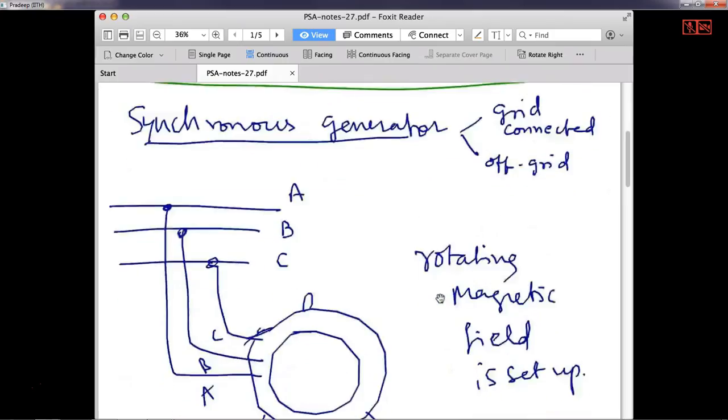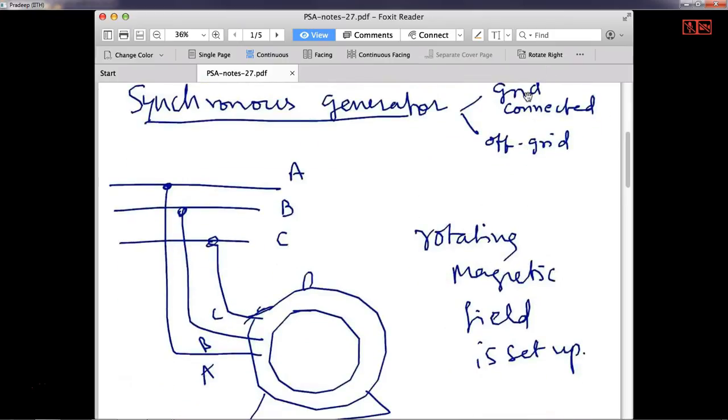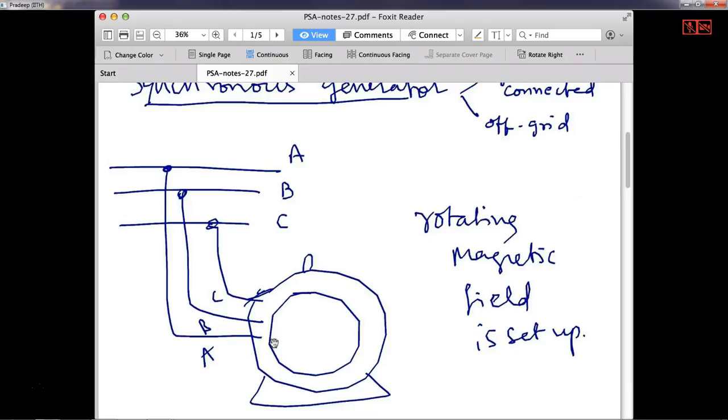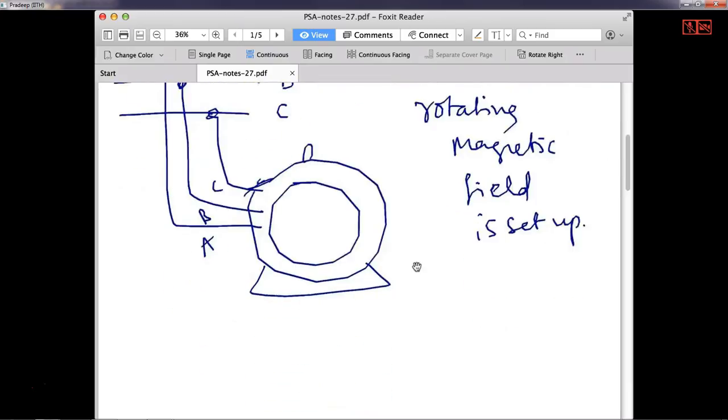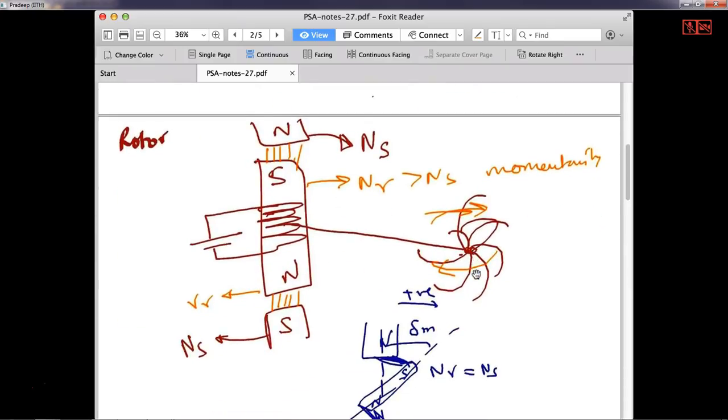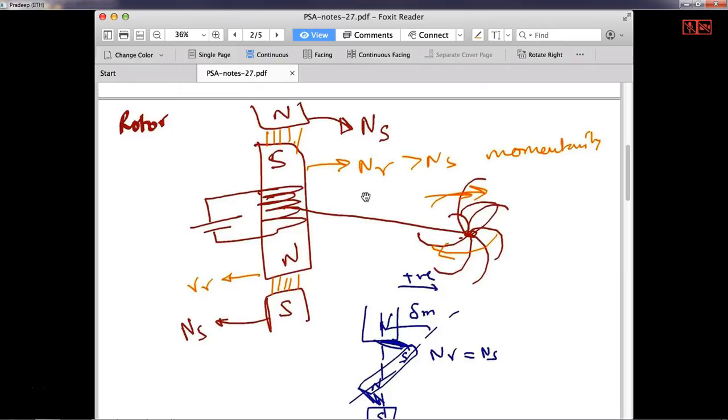Now coming to the synchronous generator, we have grid connected and off grid. We are only discussing grid connected at the moment. Since it is grid connected, the stator is connected to the grid and a rotating magnetic field is set up. This is exactly the same as what we discussed. But coming to the rotor, it is slightly different now. Here, instead of a load connecting to the shaft of the rotor, I am connecting a generator. So I am actually providing mechanical energy to the rotor. In that case, momentarily, the rotor will accelerate more than the stator and then this rotor will move forward.